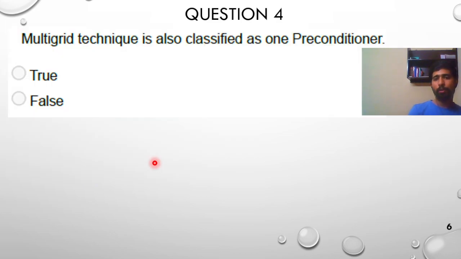So question number 4 is on the preconditioning technique. They have mainly introduced a technique, and I'll explain this also to some extent. Multi-grid technique is also classified as one preconditioner. Is it true or is it false? What should be the answer?